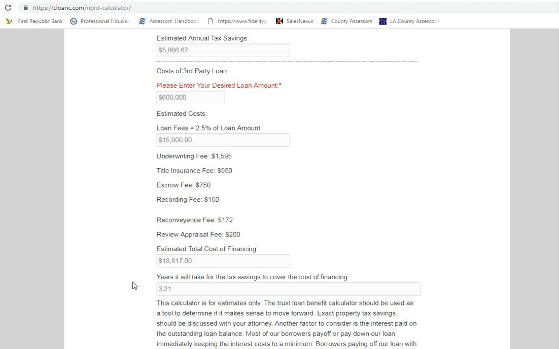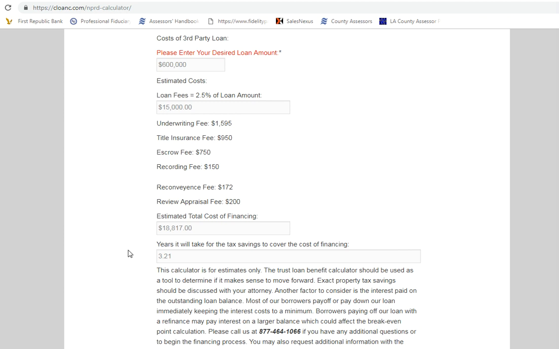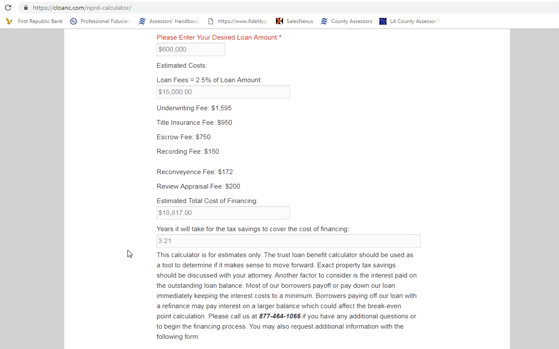So if one is going to keep the property longer than that, it probably makes sense to go ahead and get a third-party loan to the trust. If one is not going to keep the property that long, you probably do not want to get a third-party loan for the trust.